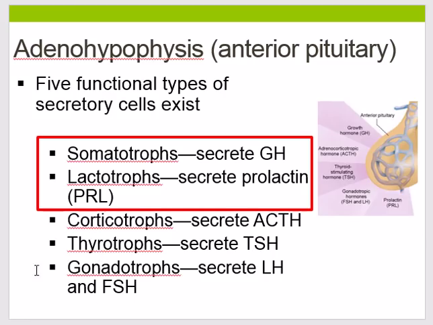And finally, cells that secrete luteinizing hormone and follicle stimulating hormone are called gonadotrophs. You can see a commonality amongst many of the cell names and their corresponding releasing hormone. So next up, we'll discuss both growth hormone and prolactin, and then we'll continue on with the remaining hormones on this slide. Okay, so we're beginning with growth hormone and prolactin.